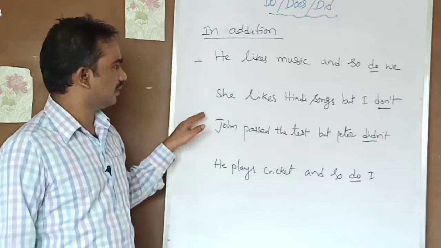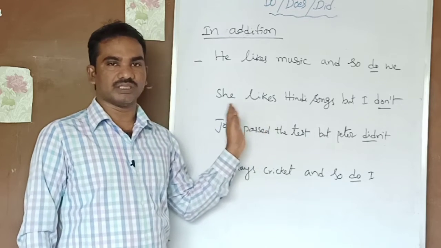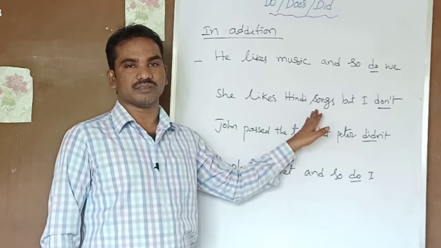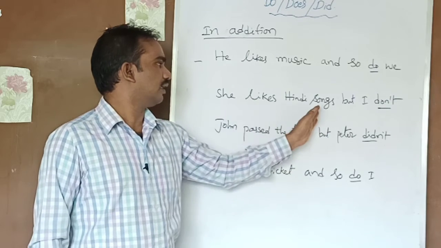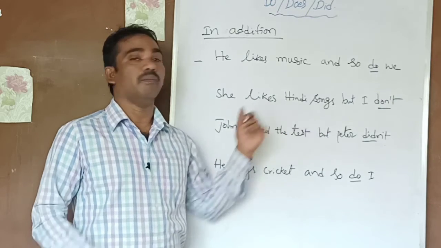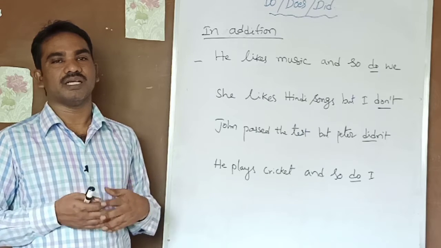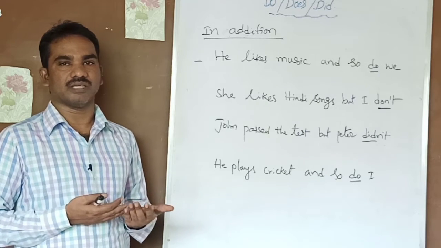Next, he likes Hindi songs. This is a negative sentence. Look here. He likes Hindi songs. She likes Hindi songs. But I don't like Hindi songs. She likes chicken. I don't like chicken.